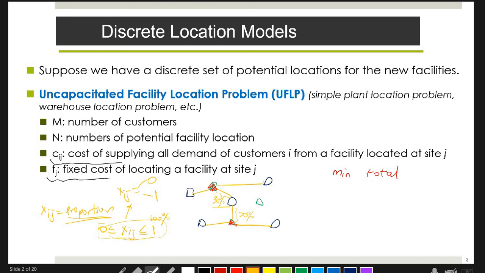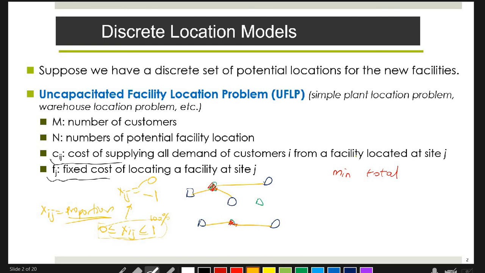So it means that in such a solution, you don't need to consider solutions in which some proportion of the demand is covered from one facility and another from another facility. In all optimal solutions, or we can say that there is an optimal solution in which the whole demand of a customer is satisfied from a single facility.